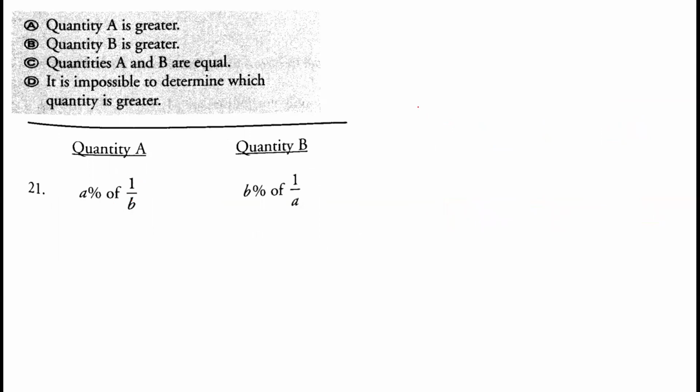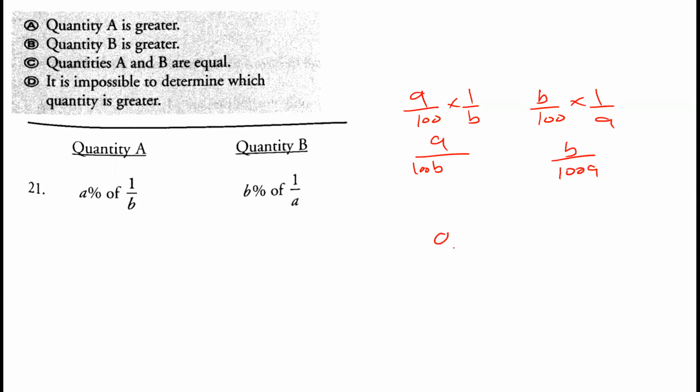A% of 1 over B. So this would be A divided by 100 into 1 over B. This is A over 100B. B% of 1 over A would be B over 100 into 1 over A. So this would be B over 100A. So we have A over 100B and B over 100A.